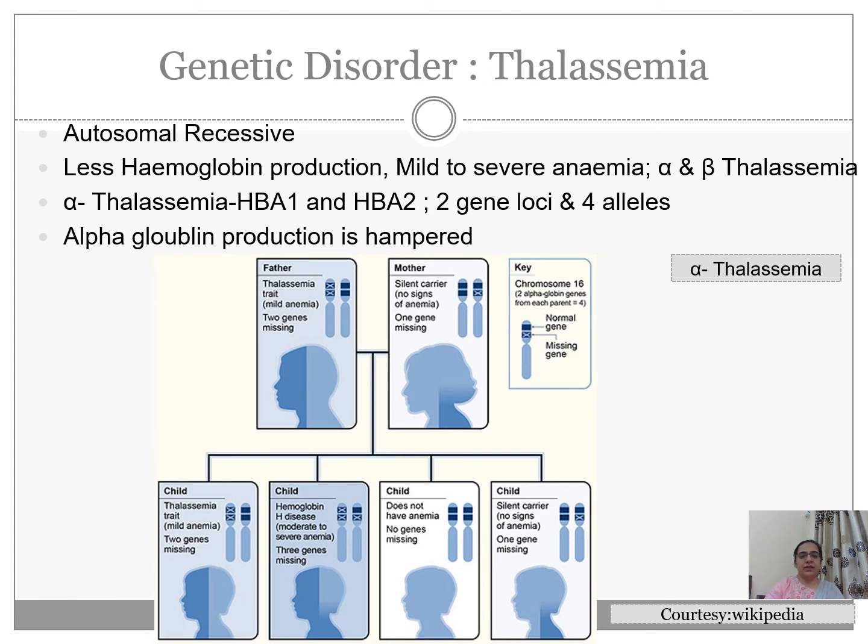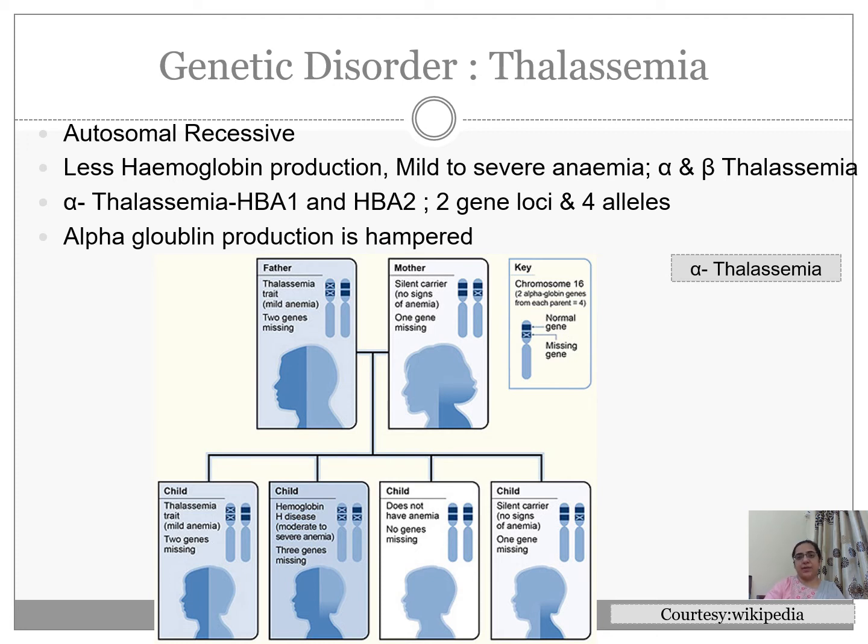Now coming to the genetic disorder, thalassemia. This is an autosomal and recessive disorder. Here there is less production of hemoglobin in the affected individual. This results in mild or severe anemia.